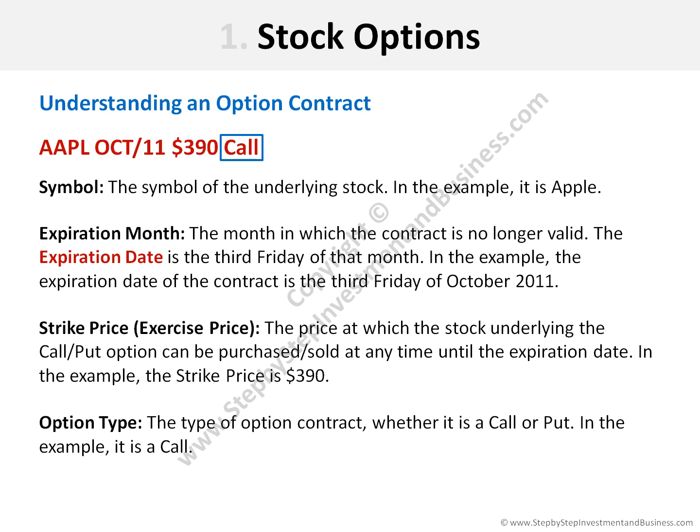So the contract we are seeing, called Apple October 2011 $390 call, is a contract that allows us to buy, because it is a call, 100 shares of Apple at $390 each until the third Friday of October 2011.